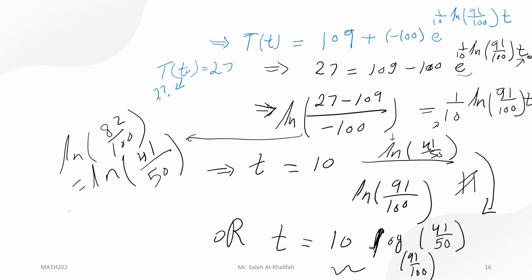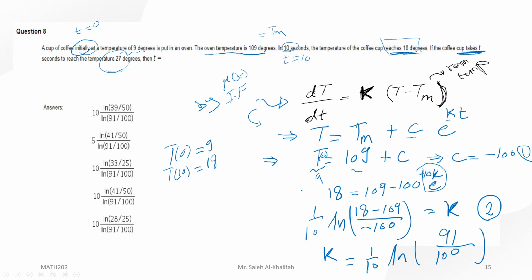طبعا هذه الانسر. Now we check the choices. We have 10, so this is wrong, this is okay, and we have up ln 41 over 50, this is wrong, this is wrong, this is wrong, so either this one or this one. عفوا, the only this one answer because here we have 5 so it is wrong. So the answer is what? دي. Answer is D.